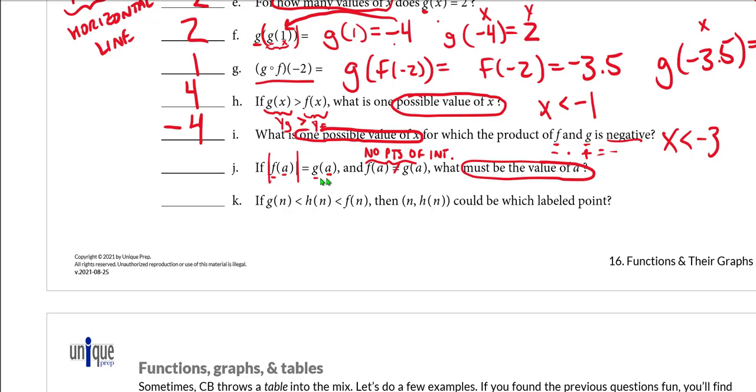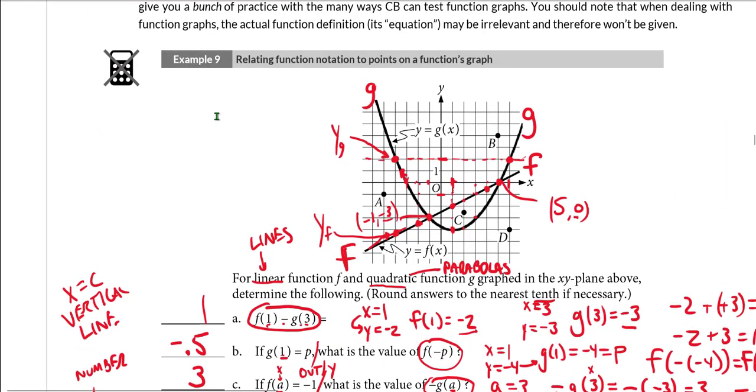So what I'm going to do here, absolute value of one equals the other.